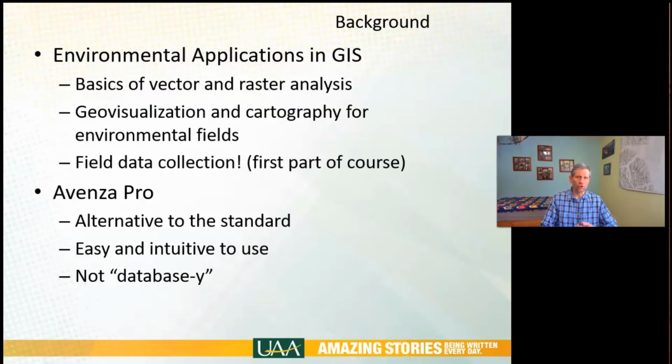I use it as an alternative to the standard GIS software that is out there. And I do that for a couple of reasons. One, so that everyone gets a chance to see that there are different kinds of software out there, but also because I find Avenza Pro to be really easy to use, quite intuitive for students, especially if they've never had a GIS class before, and it doesn't require a lot of database knowledge that some of the other software does. And I've been having really good success with it. I've used it now for 2 years, and I've taught 3 different classes using Avenza Pro and have plans to continue to do so.